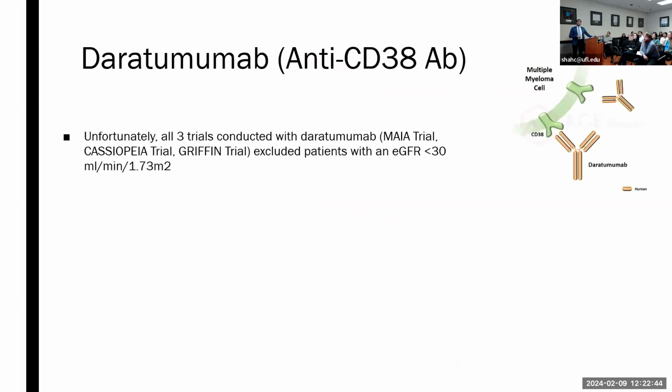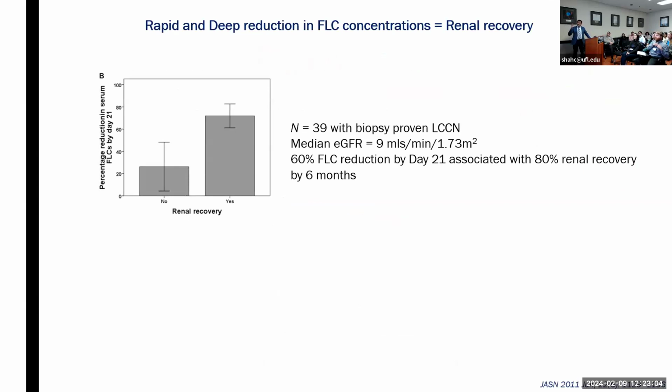However, what's the data about renal outcomes? All 3 of the past trials which included daratumumab excluded patients with GFR less than 30. So we don't have any data to suggest, like we did for bortezomib, that it is associated with better renal outcomes, or whether it should be standard of care in patients with severe AKI with light chain cast nephropathy. But I would like to highlight this article and show what others are suggesting.